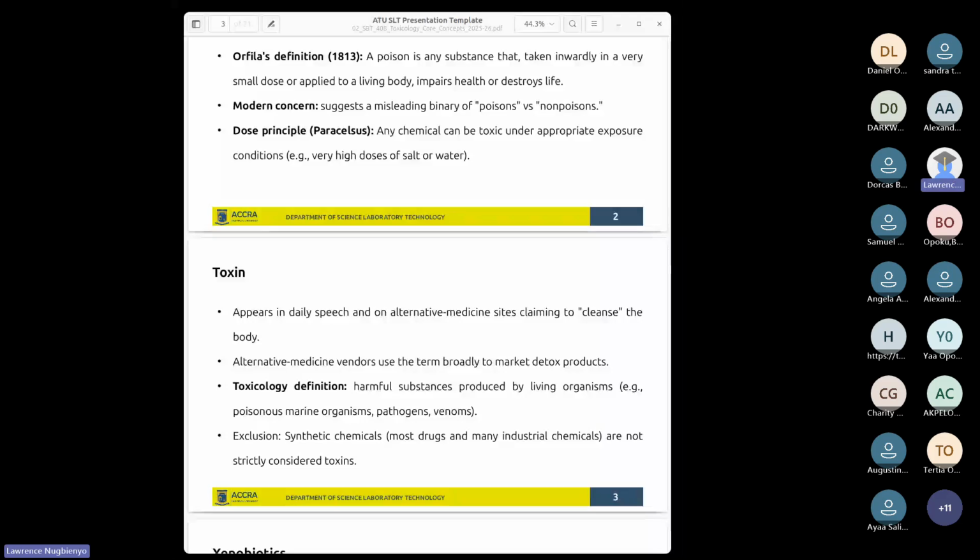Okay, so the differentiation is not between the word poison and toxin. I made a differentiation between toxin and toxicant, which is to say that toxins are from natural sources, but a toxicant can be from a natural source or from a synthetic source, which means a toxin is a toxicant, but not all toxicants are toxins. So that is to clarify that.